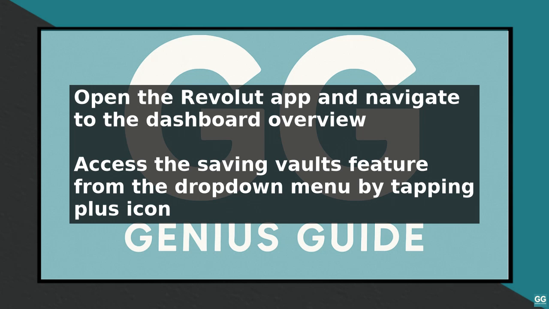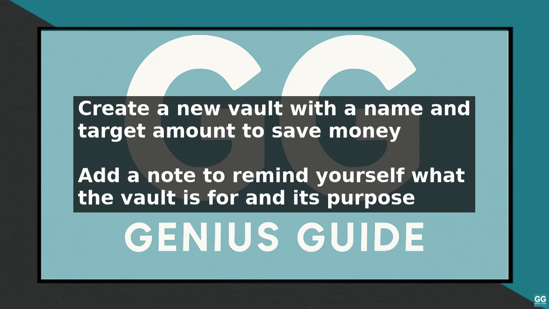Next, you will be prompted to create a new vault. Choose a name for your vault and set a target amount you want to save. You can also add a note to remind yourself what the vault is for. For example, you might create a vault called Holiday Fund with a target amount of $1,000.